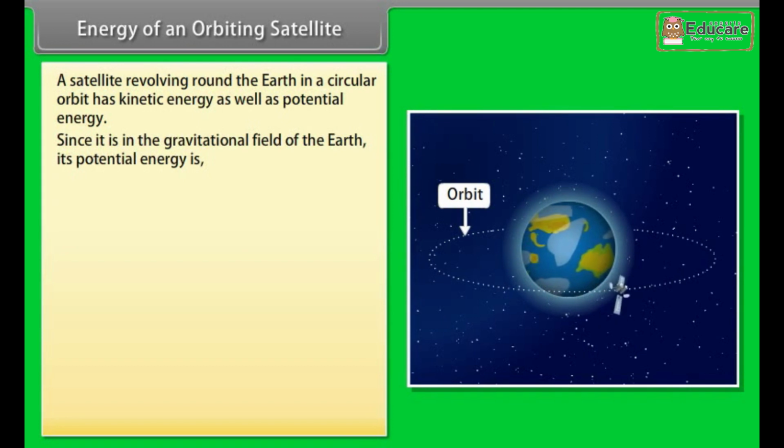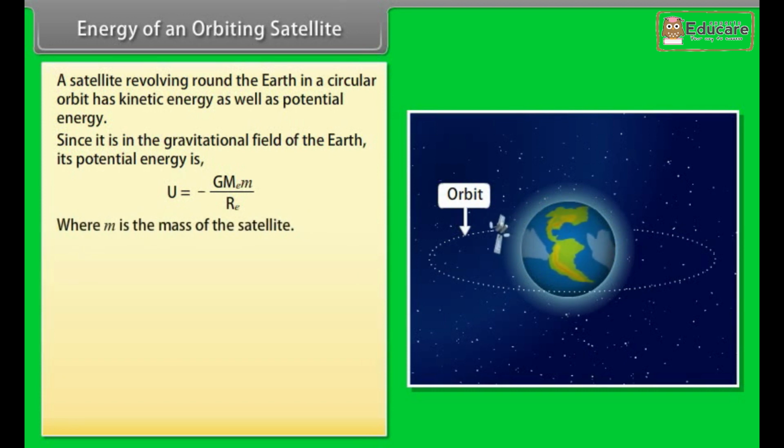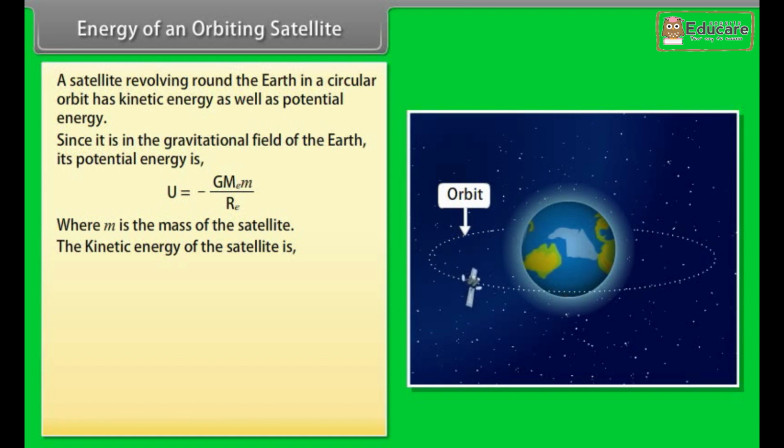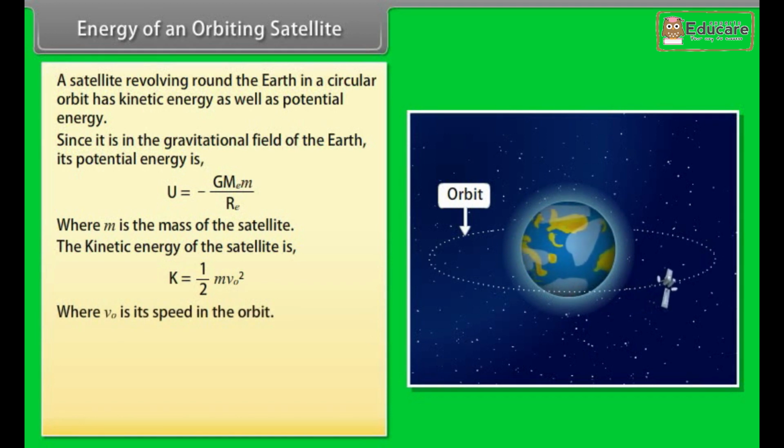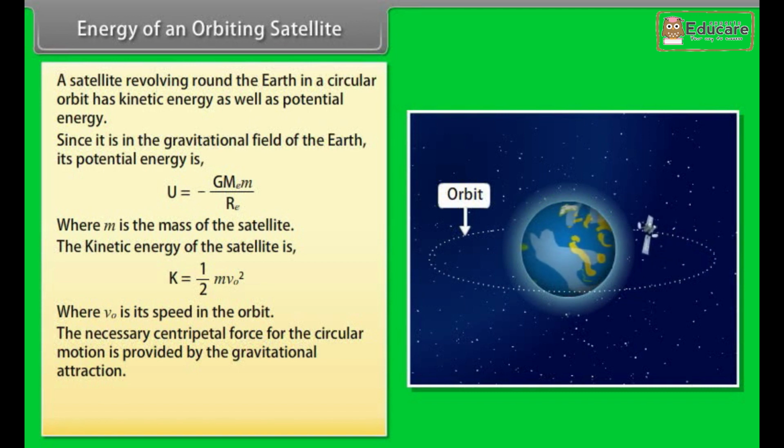Since it is the gravitational field of the Earth, its potential energy is U equal to minus G M_E M divided by R_E, where M is the mass of the satellite. The kinetic energy of the satellite is K equal to half m v naught squared, where v naught is its speed in the orbit. The necessary centripetal force for the circular motion is provided by the gravitational attraction.